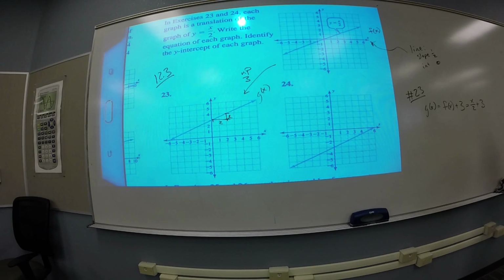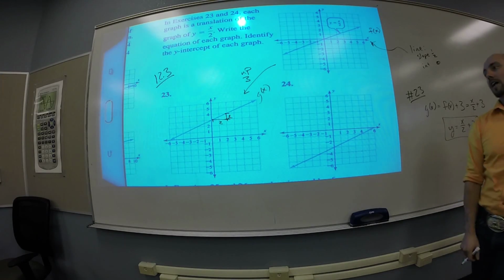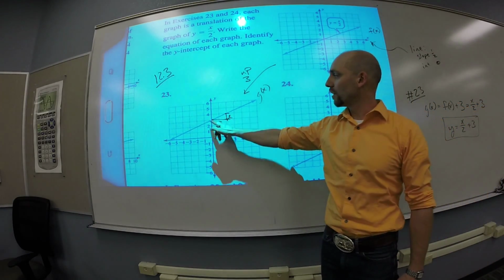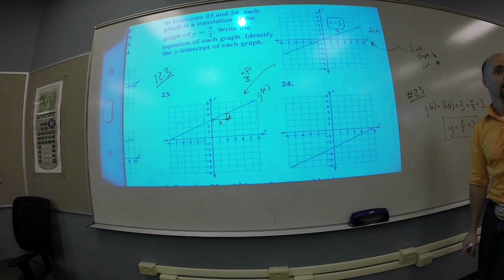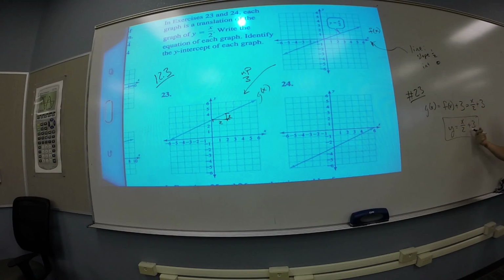And if I'm writing this as a traditional line, I would write that as y is x over 2 plus 3. So that's 23. Does that make sense? I could have read that off, right, by saying, oh, it's a line. It's got a slope of 1/2 and an intercept of 3. So it's got to be y is a half x plus 3.